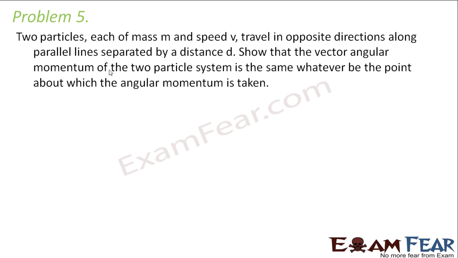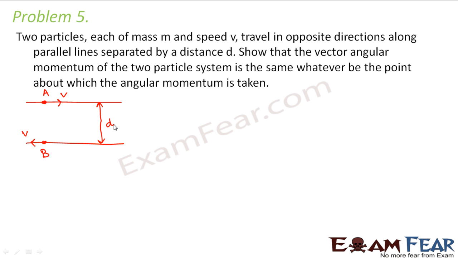The problem says two particles each of mass m and speed v travel in opposite directions along parallel lines separated by a distance d. So that means we have two particles. Let us say this is particle A and this is another particle B, which are traveling in opposite direction. That means if this particle is traveling in this direction, then this particle is traveling in this direction along parallel lines separated by a distance d. That means this distance between the two parallel lines is d.